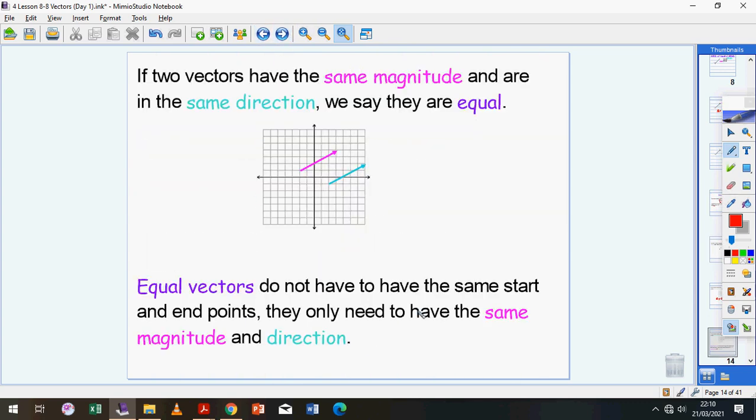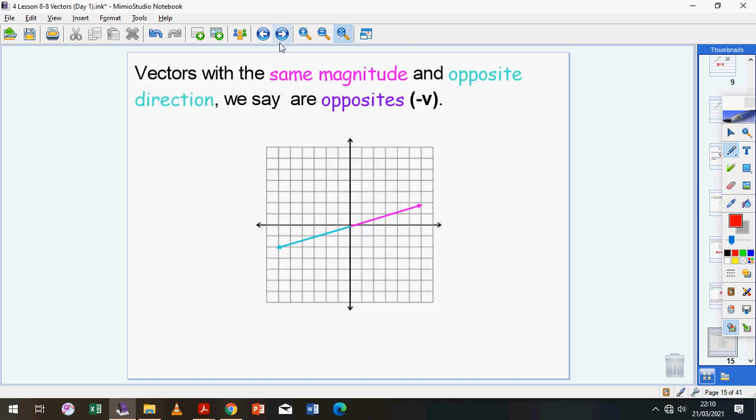Equal vectors do not have to have the same starting points. They only need to have the same magnitude and direction. Just like you see in this image, they don't start from the same place, but they have the same magnitude and they have the same direction. Vectors with the same magnitude and opposite directions we say are opposite. Same magnitude, opposite direction would be opposite.